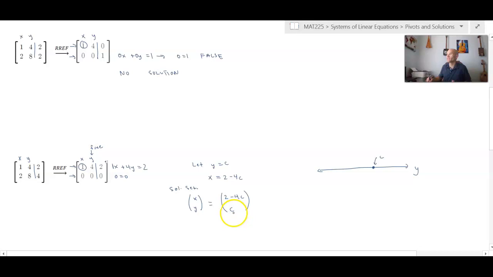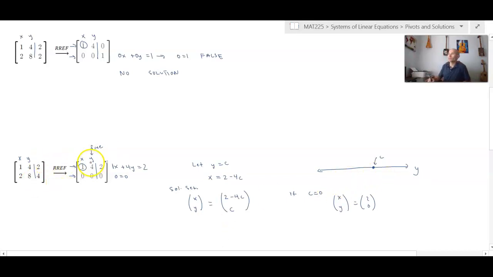For example, if c is 0, that means y would be 0. If we pick c equals 0, then x and y are going to be 2 and 0. So we can just check that 1 times 2 is 2, plus 4 times 0 is still 2, and so we get 2 equals 2. 2 times 2 is 4, plus 8 times 0 is still 4, and 4 equals 4 is a true statement. So this is just one possible value that we could pick.